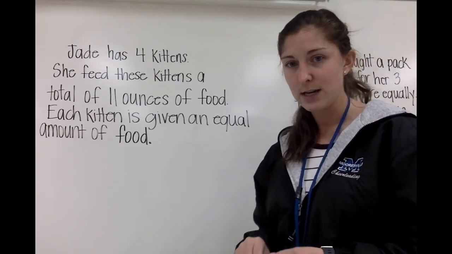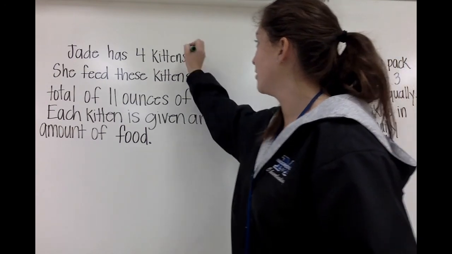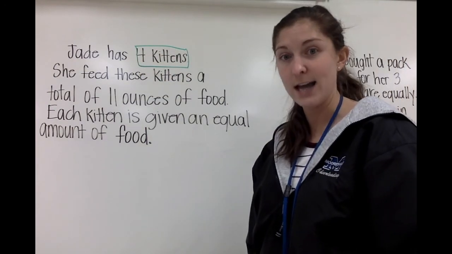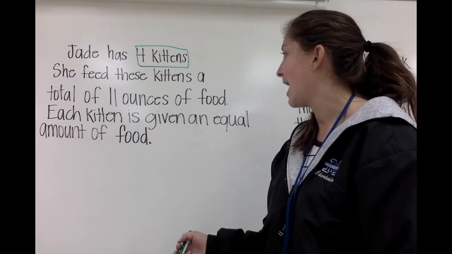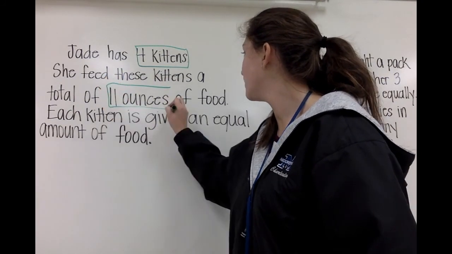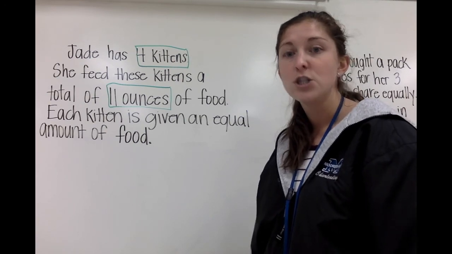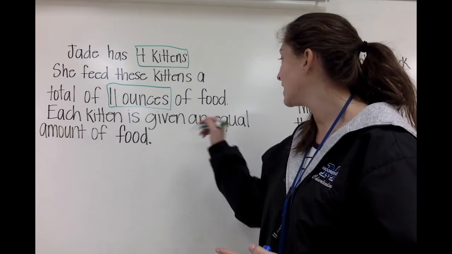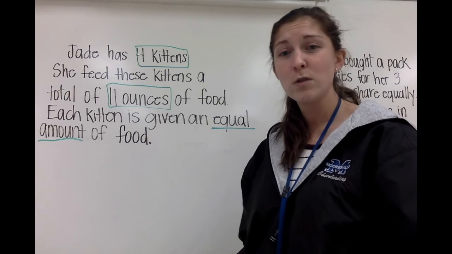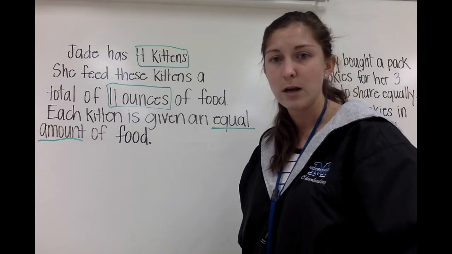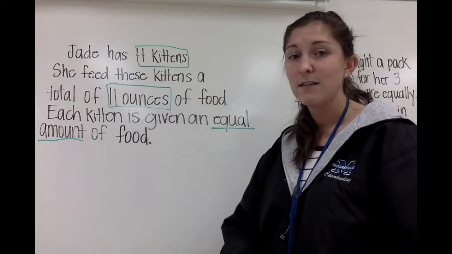So there are a couple things in here that I'm going to look for. I'm going to look for important pieces of information. And I know that her having 4 kittens is an important piece of information. I also have to know how much food that she has. And she has a total of 11 ounces of food. Well, what's she doing with those 11 ounces of food? She's sharing it or giving an equal amount to each kitten. If I give an equal amount of something, what operation am I going to be doing there? I'm going to be dividing. So I have 11 total ounces and I need to give that to 4 kittens.